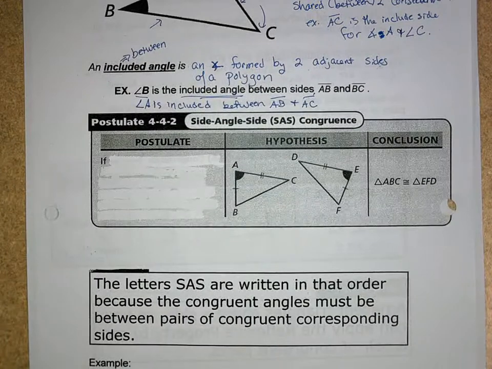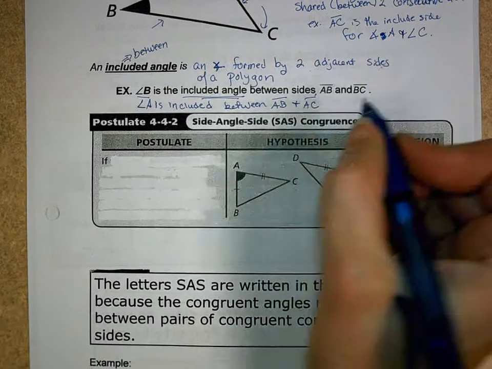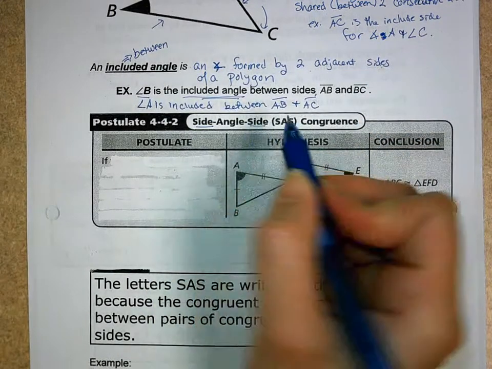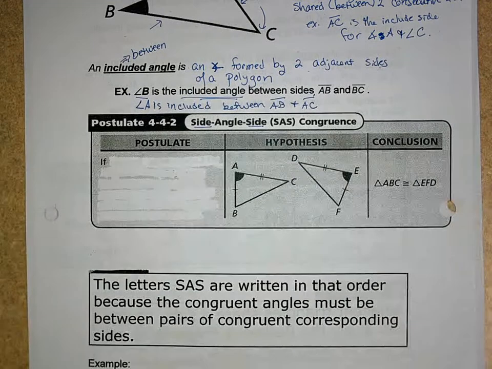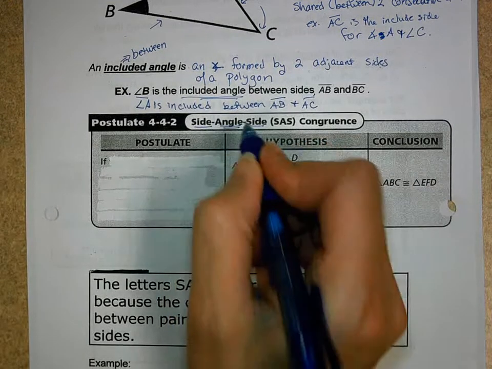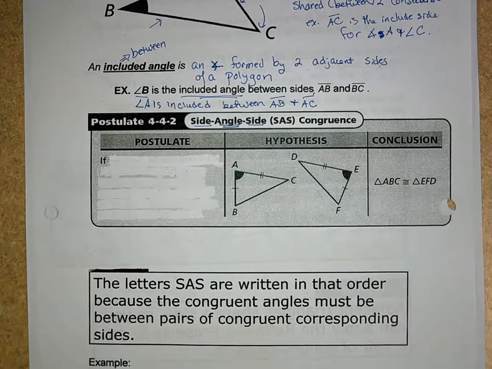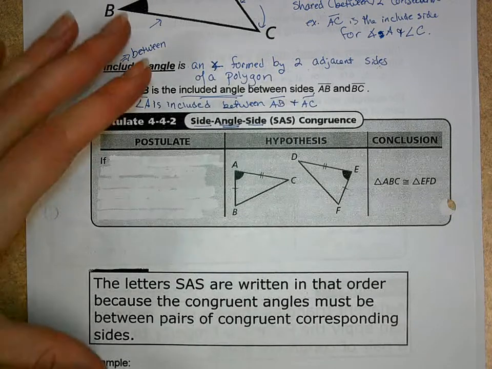Then we're going to do our last postulate today, and today it's the side angle side congruence. Now, how many pairs of congruent sides do you think we're going to have? Two. How many pairs of congruent angles? One. And where do you think those angles have to be? That's right, they have to be included. So that angle is between the two sides. So let's write this theorem down.